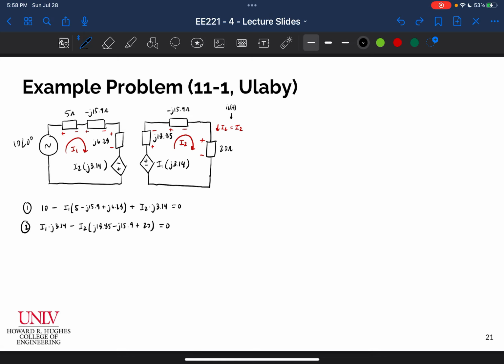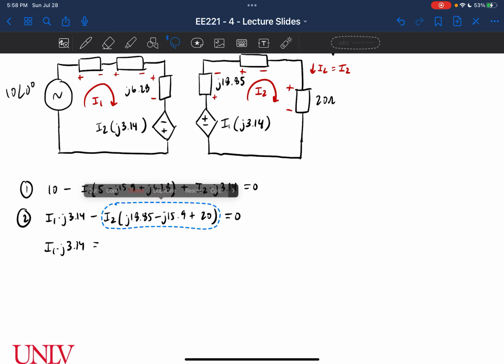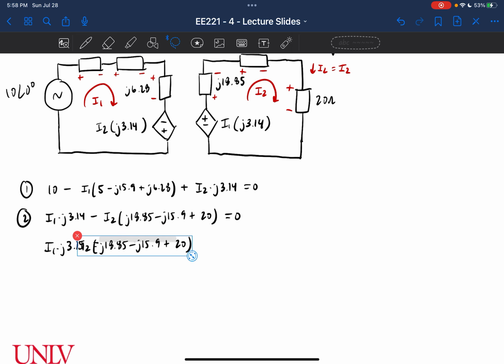All right, since all this problem is asking us for is basically I2, let's solve for I1 first. We can plug that in here in terms of I2, solve this equation for I2, and we'll be done with this problem. All right, so let's separate this into two different sides here. Basically just say this is equal to this whole thing right here, and we just want to solve for I1.